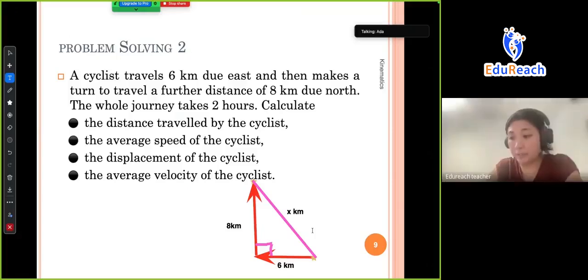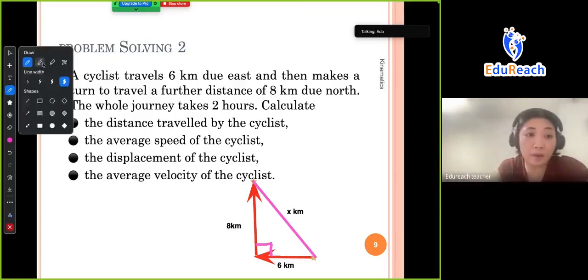Because the value of x is 10. Thank you. So x is equal to 10 km. Good. So that is the displacement. However, we know that displacement requires a direction, right? This one is a bit advanced.